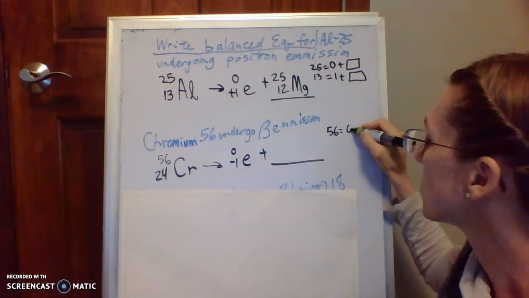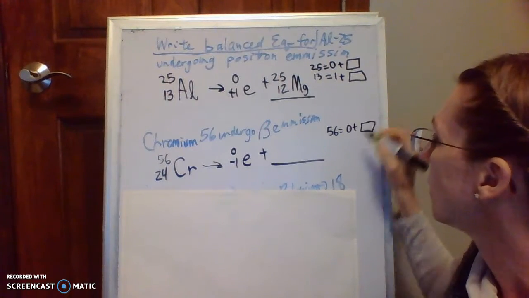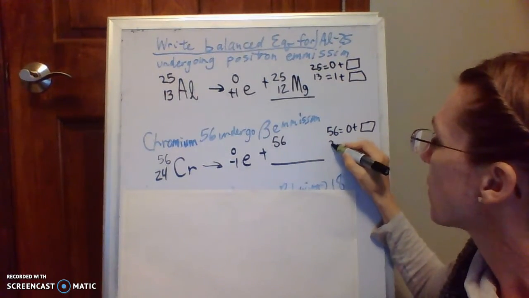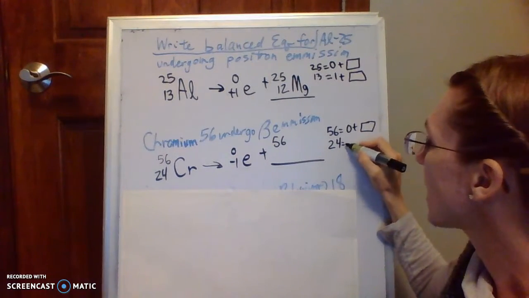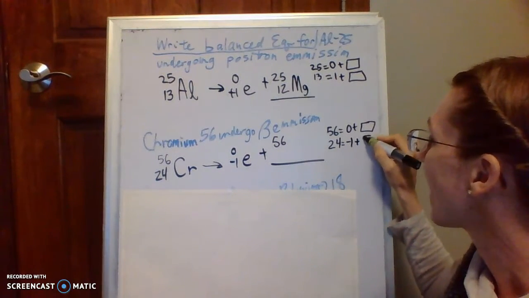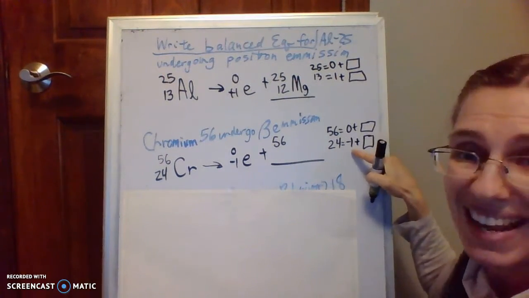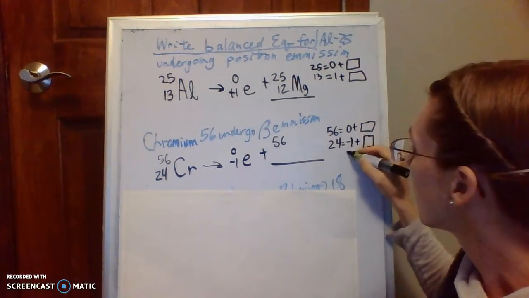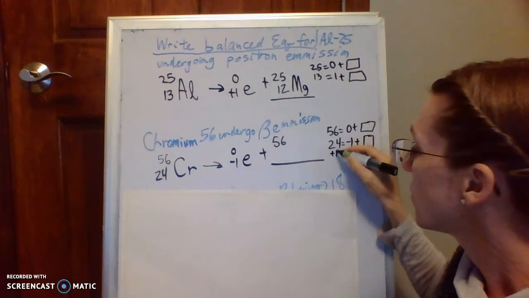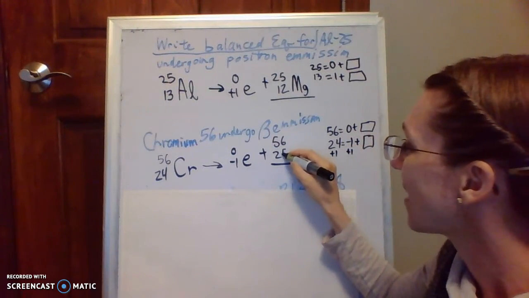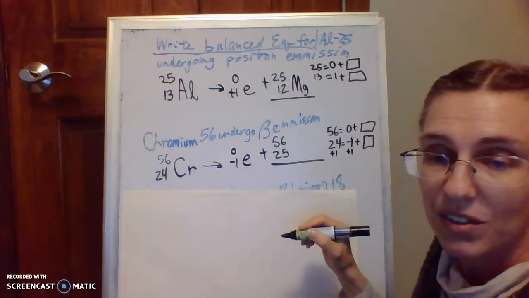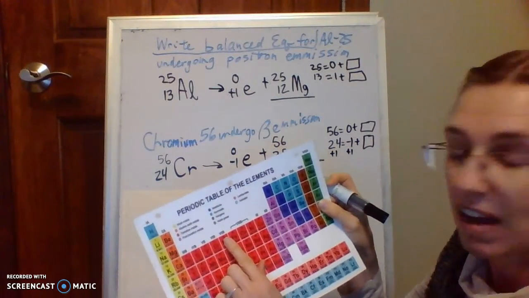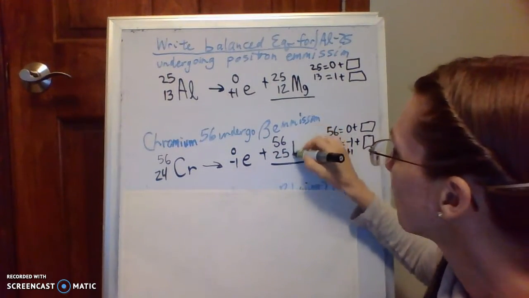56 has got to equal 0 plus our unknown. Well, that means the top number is 56. The bottom number is 24, and it has to equal -1 plus our unknown. Now we have to add 1 to both sides to get rid of that 1. So our bottom number is 25. We can look up 25 on our periodic table, and we can see 25 happens to correspond with Mn.